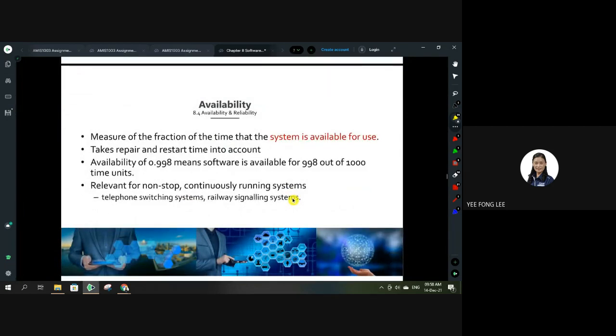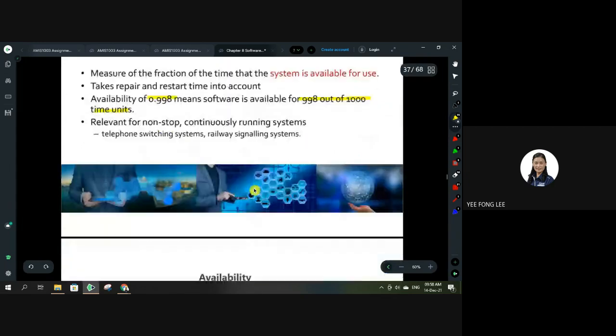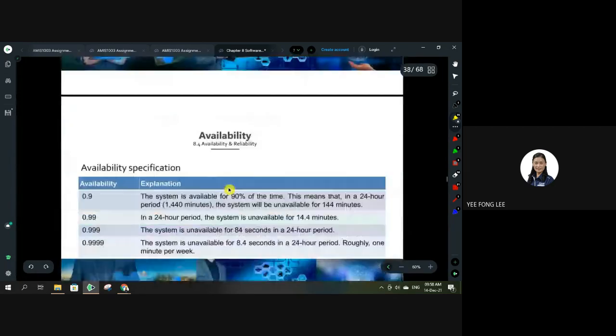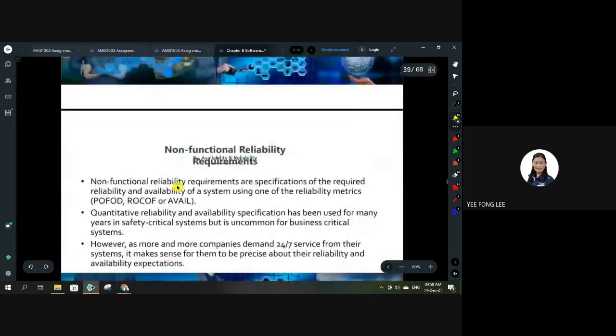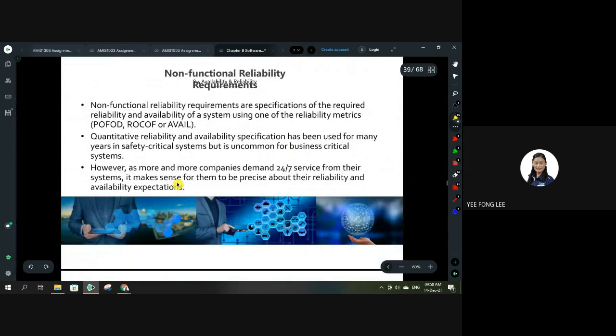Next one, availability. Measured quantitatively, 0.998 means 998 out of 1000 times available based on a request. This measures the probability of the system being operational based on demand of the service. This one is not something new, so I will just continue. Example given, non-functional reliability.